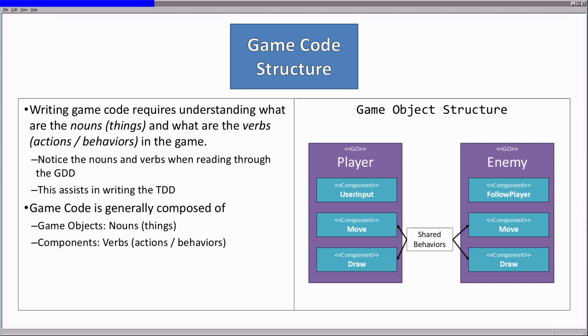Writing game code requires understanding what are the nouns, the things, and what are the verbs, the actions or behaviors in the game. One way we could do this is by noticing the nouns and the verbs when you're reading the game design document. By categorizing the nouns and the verbs, this assists in writing the technical design document. Game code is generally composed of game objects, the nouns or things, and components, the verbs or actions. This becomes the foundational structure of games.